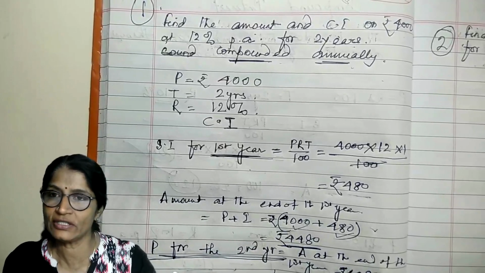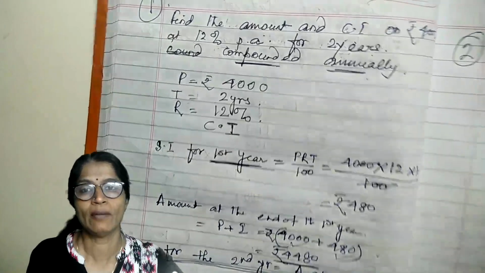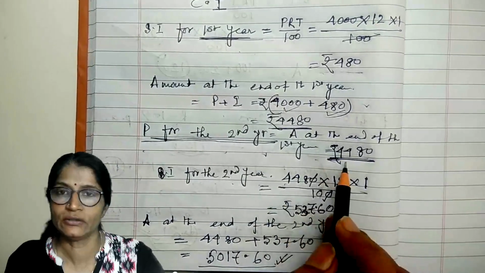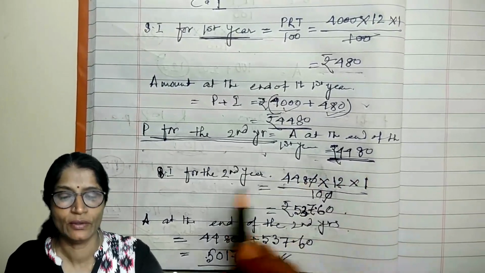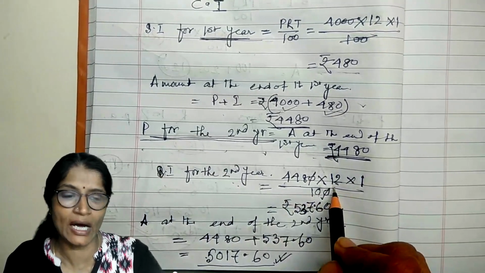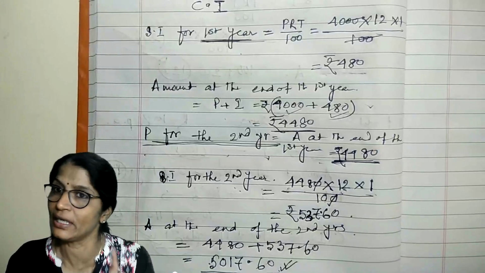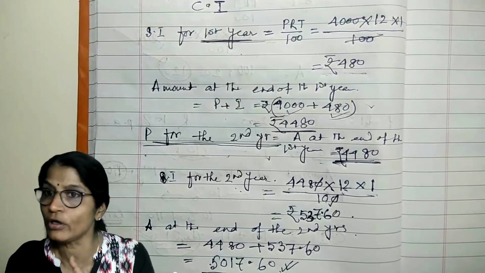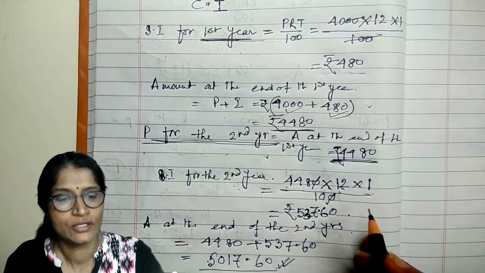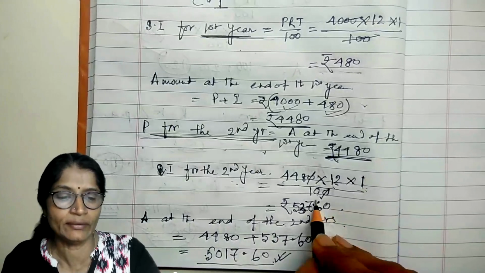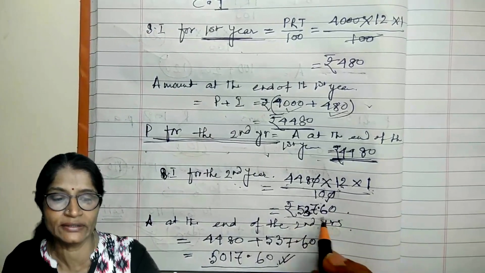So principal for the second year is equal to amount at the end of the first year. So it is 4480. Now simple interest for the second year: P principal, R 12%, and time duration again is for the second year, not for 2 years, it is for the second year. So the second year is a 1 year duration, so it is 1 year divided by 100, so you will calculate that is the interest.